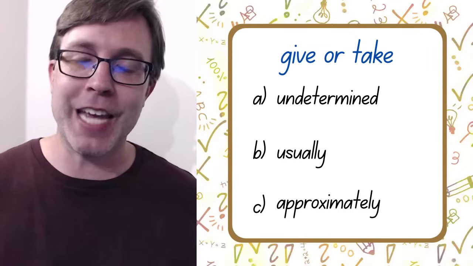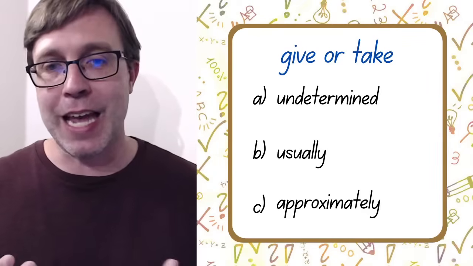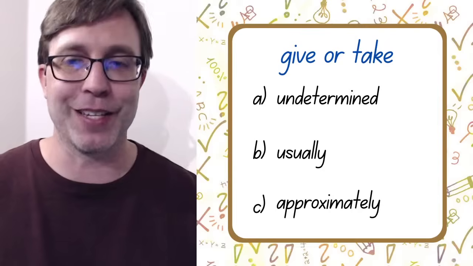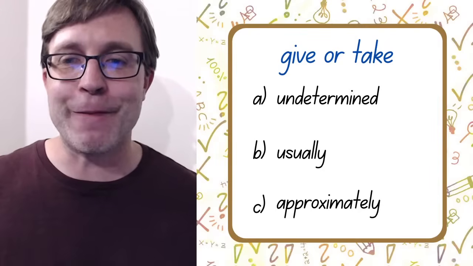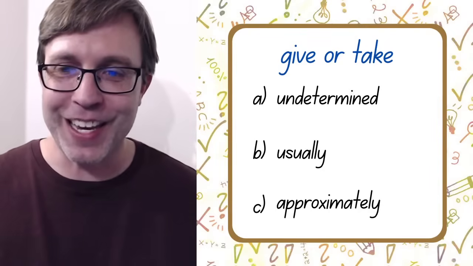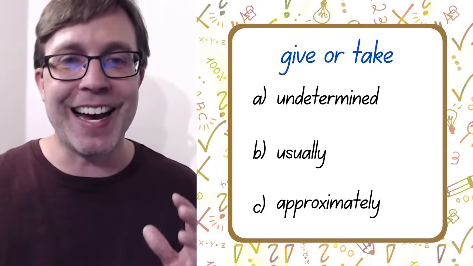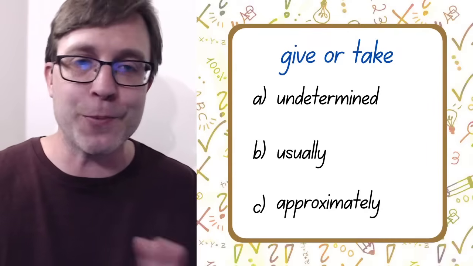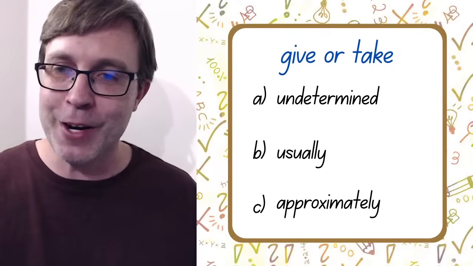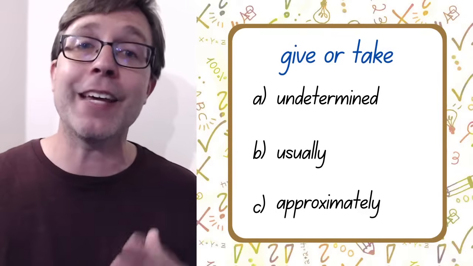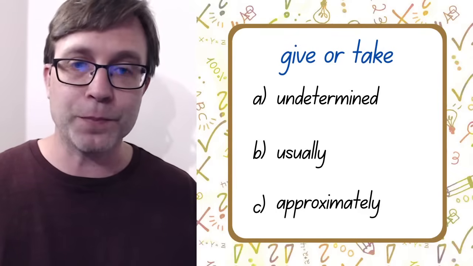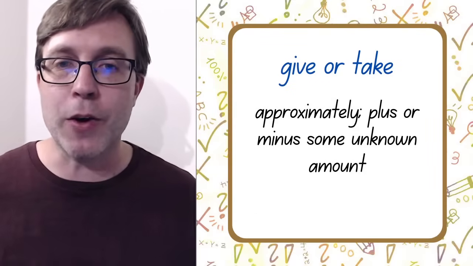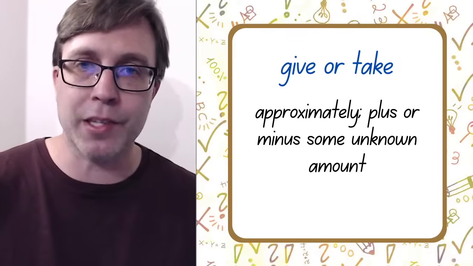So give or take, does it mean A, undetermined, B, usually, C, approximately? And as I was doing this, I felt like, this is going to be too easy, because I think giving you the meaning, it was actually hard to try to think of other answers to include that might be a little tricky. So everyone, yes, was overwhelmingly saying the correct answer. The answer is C. All right. If you're talking about give or take, it means approximately.